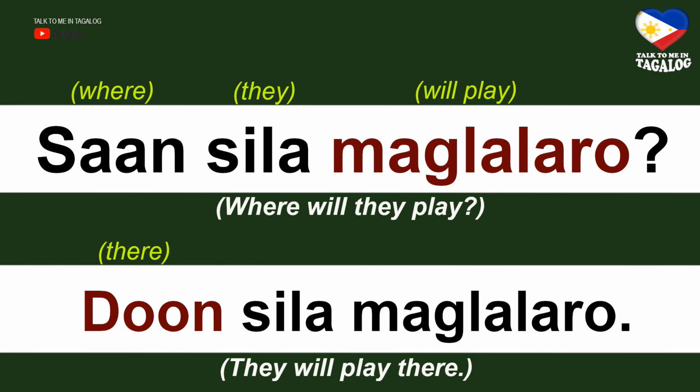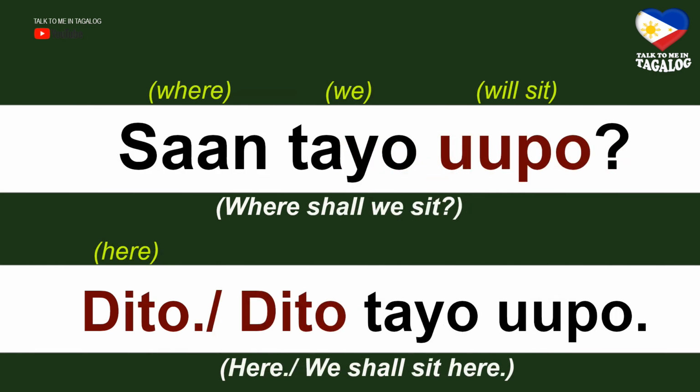Our last example is, saan tayo uupo? Where shall we sit? Answer, dito. Dito is the short answer meaning here. If you want to make it longer, you can say, dito tayo uupo. We shall sit here.